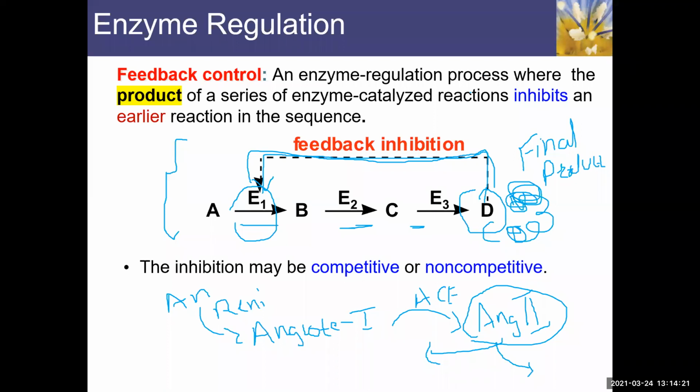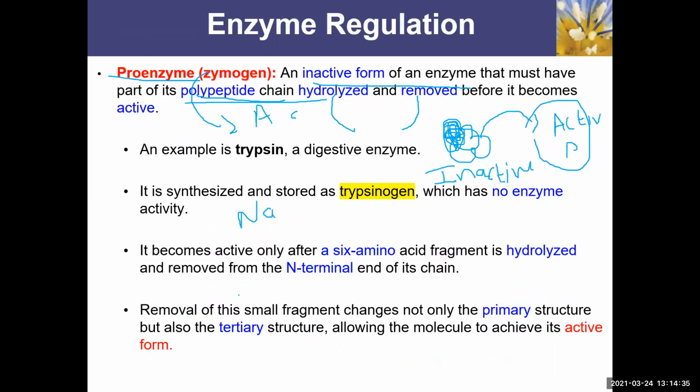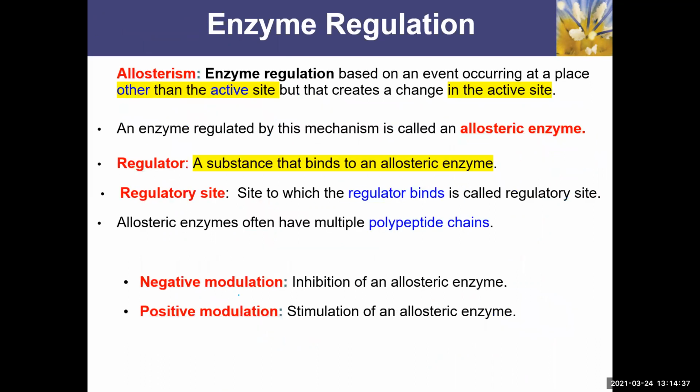So here angiotensinogen is also a zymogen present in our blood in the inactive form. It becomes activated only in presence of the enzyme renin. That is also a very good example of a zymogen.